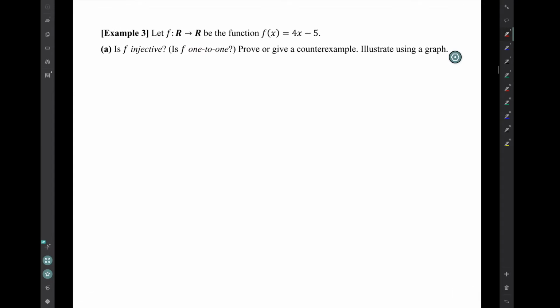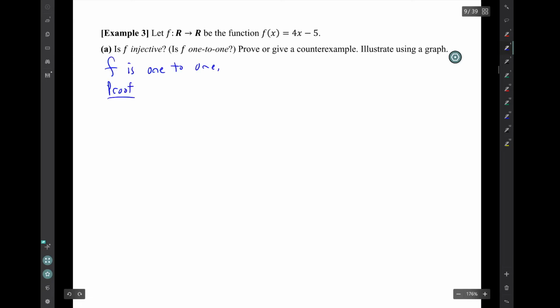Example 3. Let f of x be this function, f of x equals 4x minus 5. Is f injective? That is, is f one-to-one? Well, in this case, it is one-to-one. Now, how do we prove that? Well, for that, we have to do a general proof.